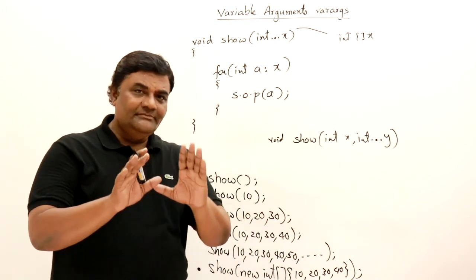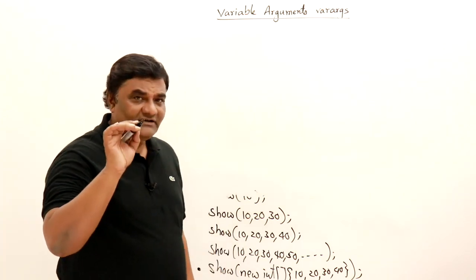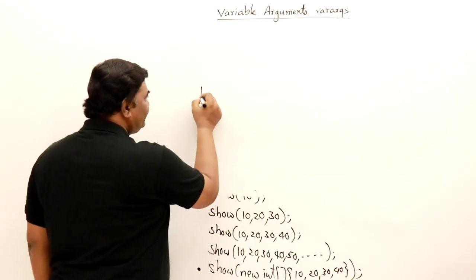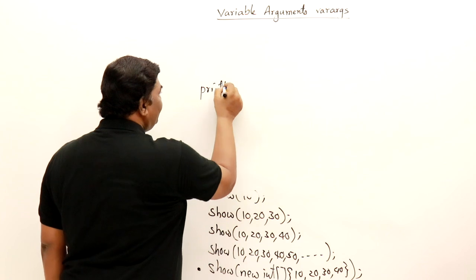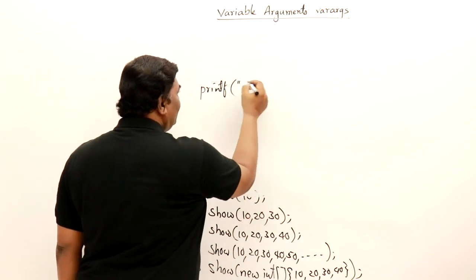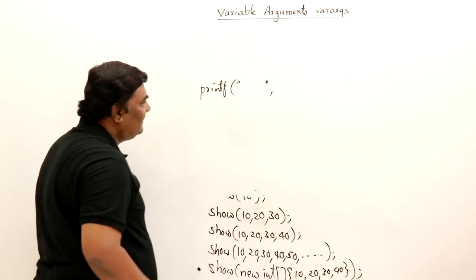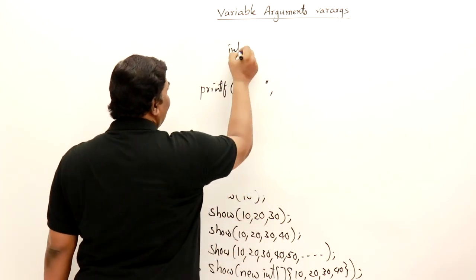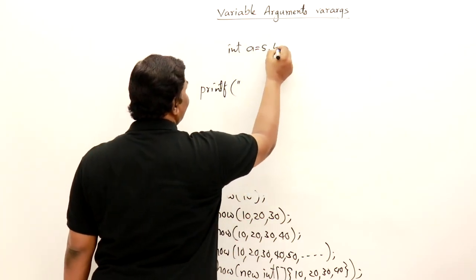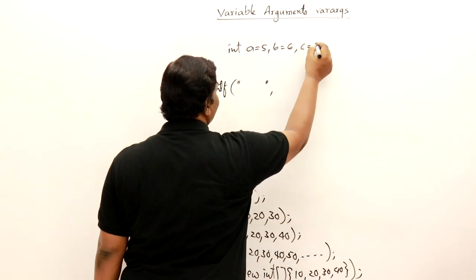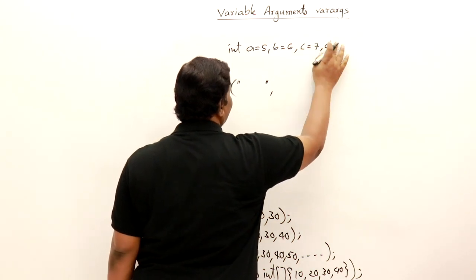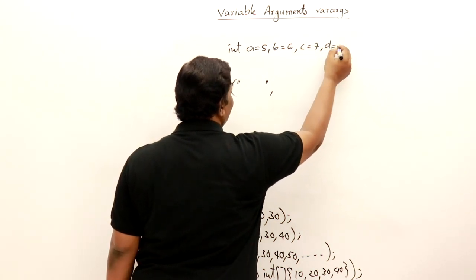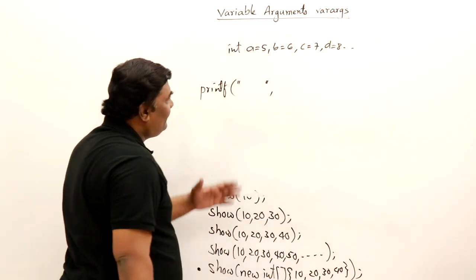Now I'll explain you something more about this one. See, if you have learned C language, you might have used this function, that is printf. Here we give something in a string. How many arguments you can pass? Suppose I have some values. Integer a assign 5, b assign 6 and c assign 7, d assign 8. Suppose I have some variables, or I may be having many variables. I want to print them.